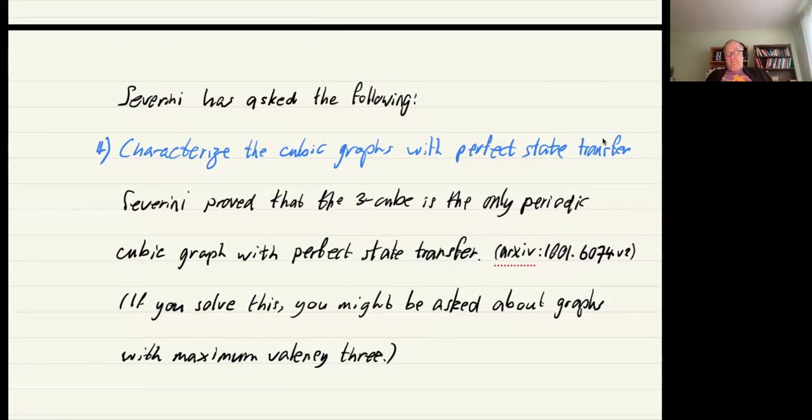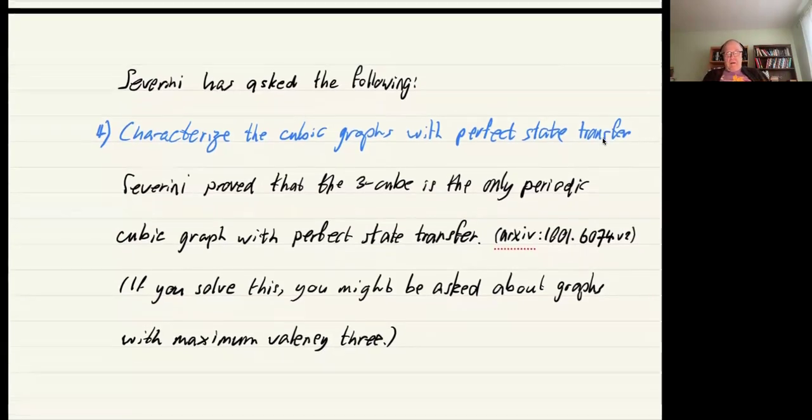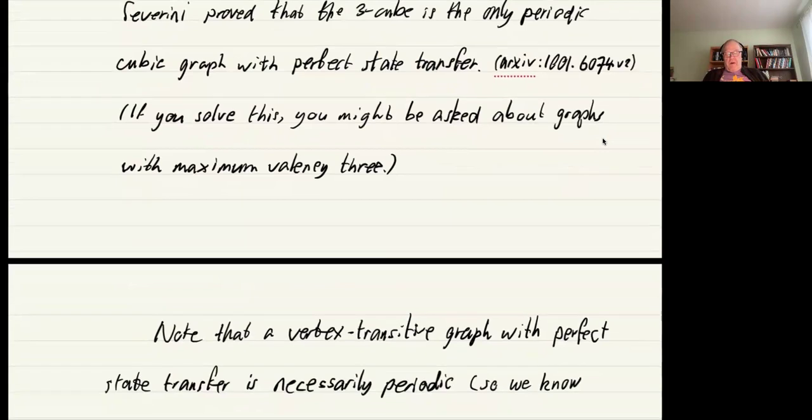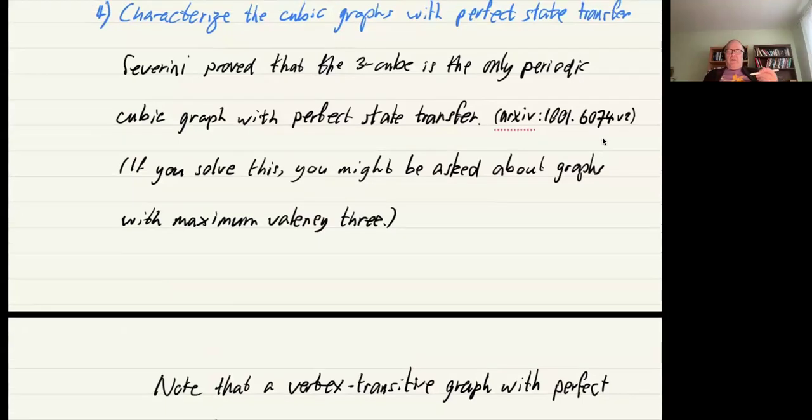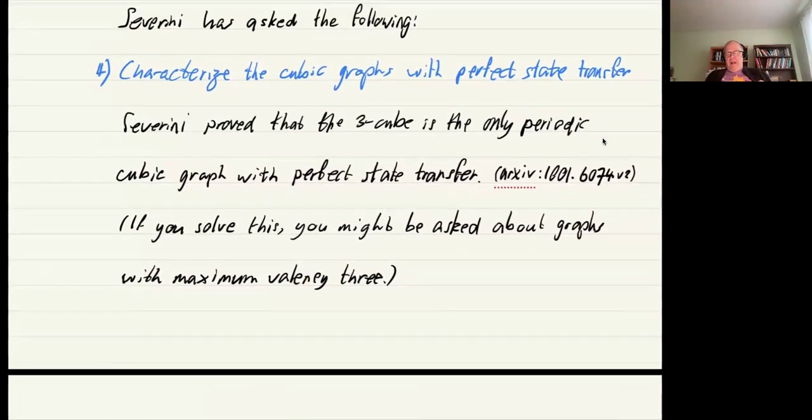Now, as I said, if you could solve this, you could equivalently ask a question about graphs with maximum valency 3. And I just want to make a comment that a vertex transitive graph with perfect state transfer is necessarily periodic. And so Severini's work determines the vertex transitive cube-like graphs with perfect state transfer. Now, Simone was hoping to determine all the cubic graphs with perfect state transfer, but he was writing this paper up for a conference, and so he didn't have a lot of time. And so he stopped when he had to stop at a certain point. And when he stopped, this is what he had.